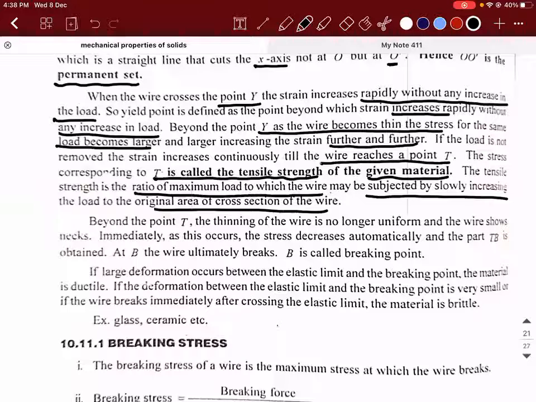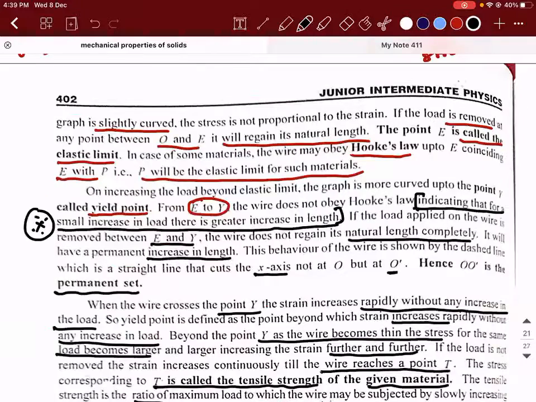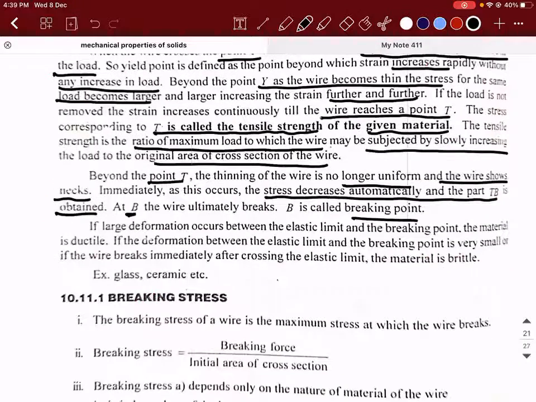So beyond the point T, what will happen? The thinning of the wire is no longer uniform and the wire shows necking. Immediately as this occurs, the stress decreases automatically and the part TB is obtained. And the point B, as the name suggests, is the breaking point. So at point B, the wire will ultimately break.